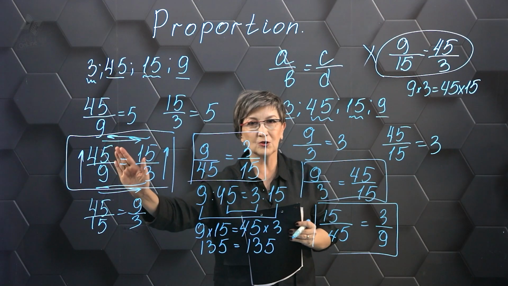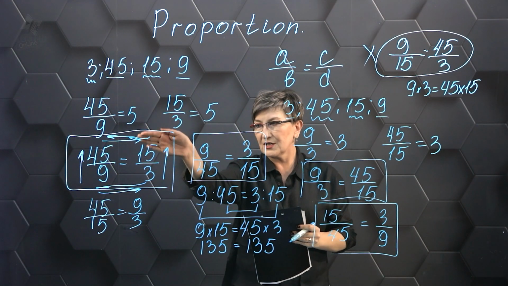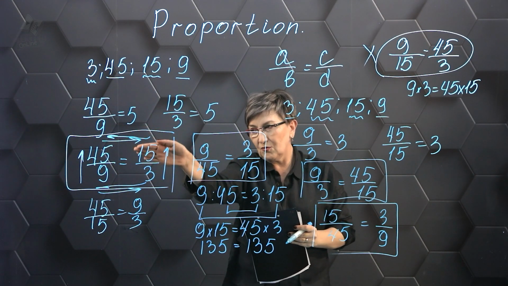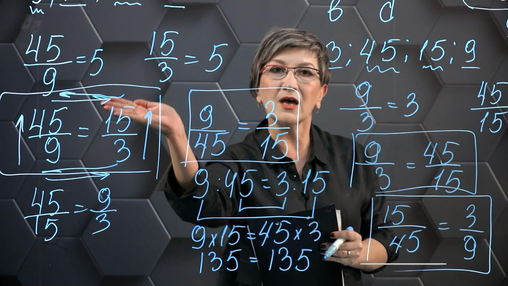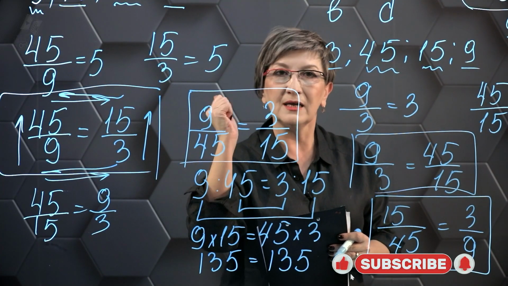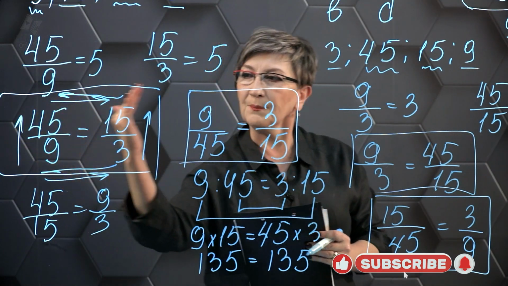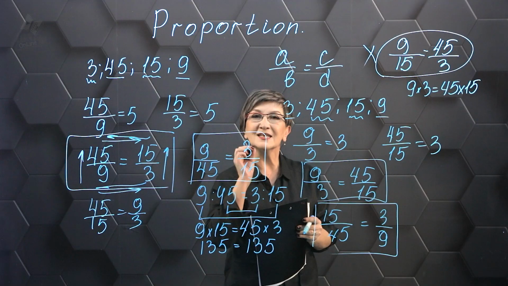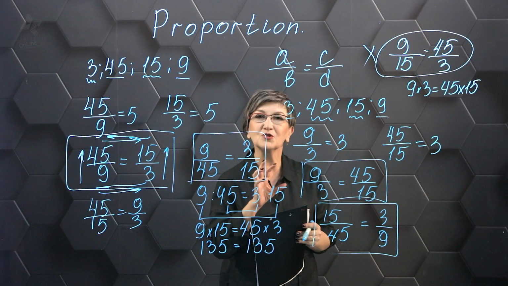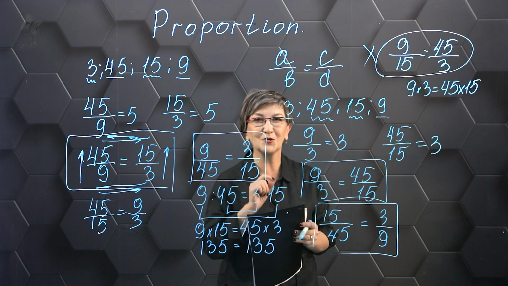We have made one proportion. You can change the numbers from top to bottom or from bottom to top in a clear order, or from left to right and from right to left. In the next lesson, we will look at more examples of proportions, and that's all for today.